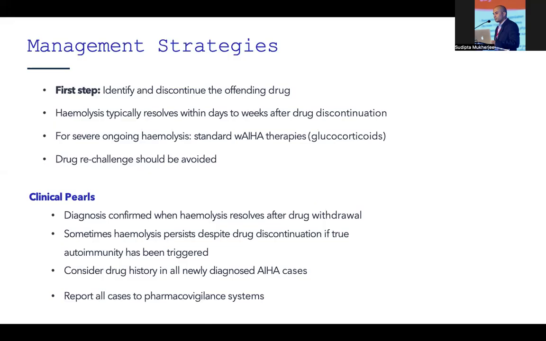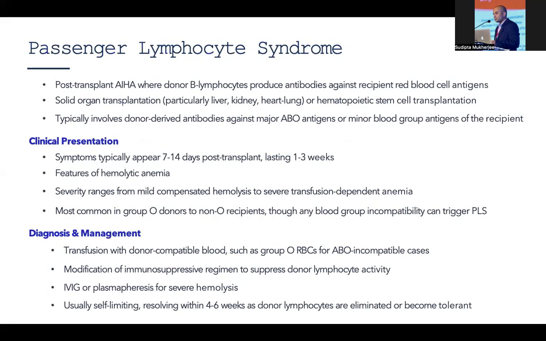Sometimes hemolysis persists, as I mentioned, making life difficult. So consider the drug history in all new cases of autoimmune hemolytic anemia. And if you have a pharmacovigilance system, please inform them or keep them in the loop for workup of the drug.